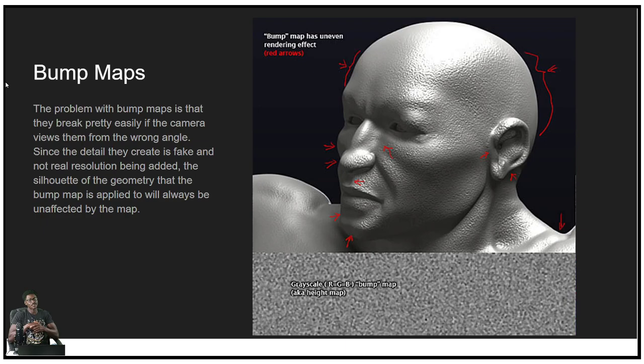So bump maps. The problem with bump maps is that they break pretty easily if the camera views them from the wrong angle. Since the detail they create is fake and not real resolution being added, the silhouette of the geometry that the bump map is applied to will always be unaffected by the map. So at glancing angles, like at this angle right here, you're not getting any of that roughness. It's not like a bunch of little bumps that you see right there. The reason is because it's not adding any geo to it. There's no actual geo. It's just a camera trick. It's just a visual trick.